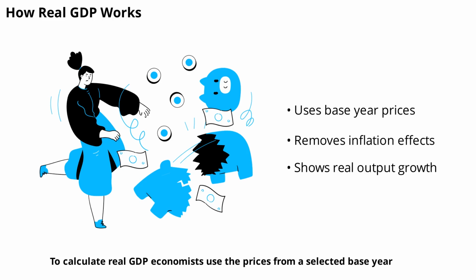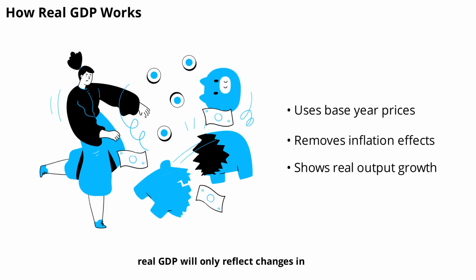To calculate real GDP, economists use the prices from a selected base year. This means that even if prices change in the current year, real GDP will only reflect changes in the quantity of goods and services produced. For example, if the base year is 2020 and you're calculating real GDP for 2021, you'll use 2020 prices for both years. This way, any increase in GDP truly represents an increase in production, not just higher prices.